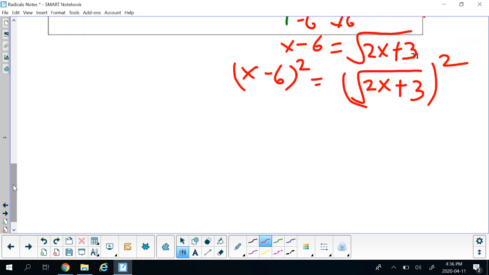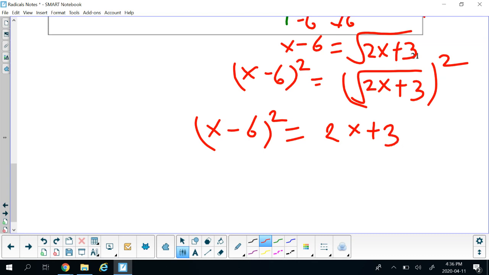So let's simplify this. So square and square root cancels out. We are left with 2x plus 3. So here there are two ways to solve this question. Either you write x minus 6 twice and FOIL it, or you can just apply your formula a minus b whole square is equal to a square minus 2ab plus b square. Okay, so I'm going to apply the formula here.